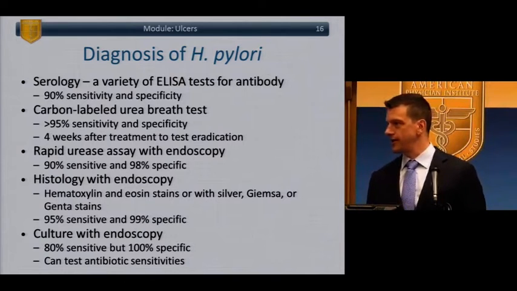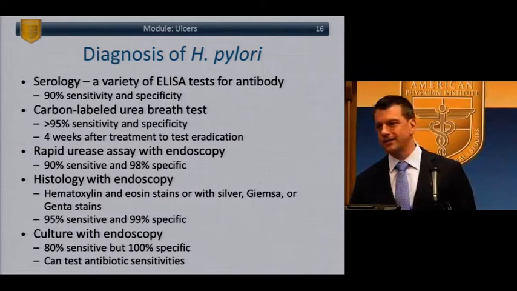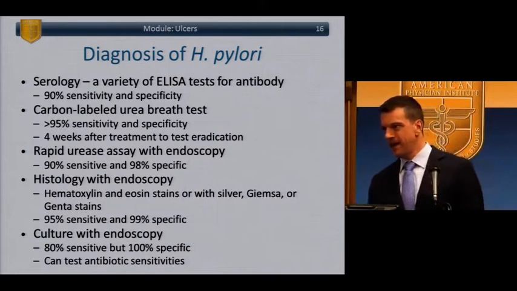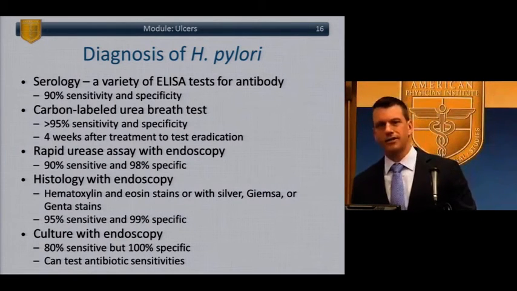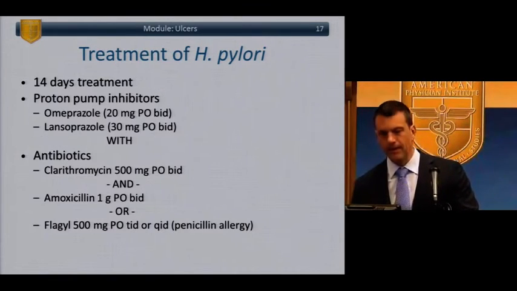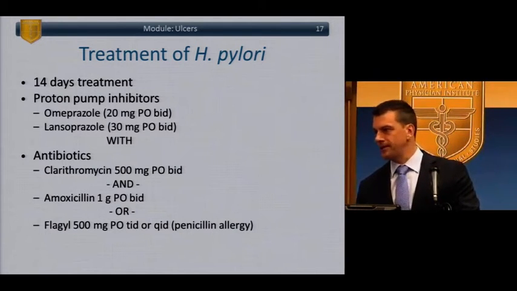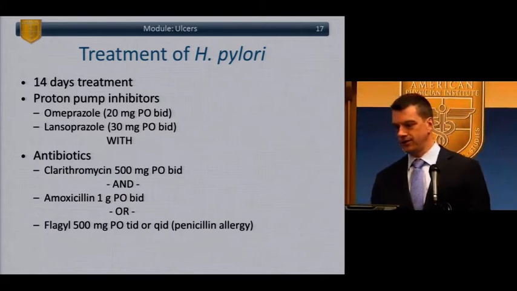You can also, when you're doing endoscopy, obtain cultures. This is only 80% sensitive on the cultures, but it does allow you to determine antibiotic sensitivities in case for some reason you're having trouble treating, although the regimens are all pretty similar for how to treat these with antibiotics. In addition, you can just get tissue and do a Giemsa stain or one of the Hema stains and look for the actual organisms. So treatment of H. pylori is 14 days of treatment. It requires a proton pump inhibitor and complete acid suppression, along with antibiotics for that. And that can be either clarithromycin and amoxicillin, or in the penicillin allergic, you can switch to Flagyl.